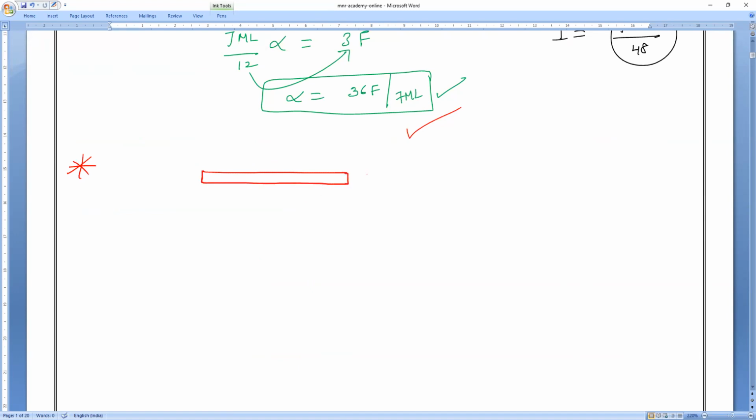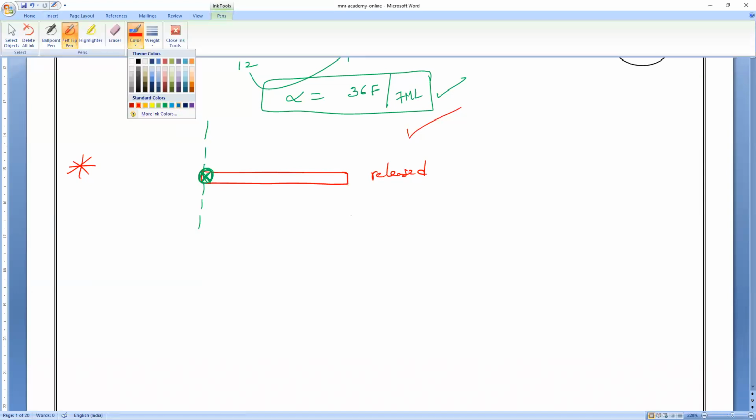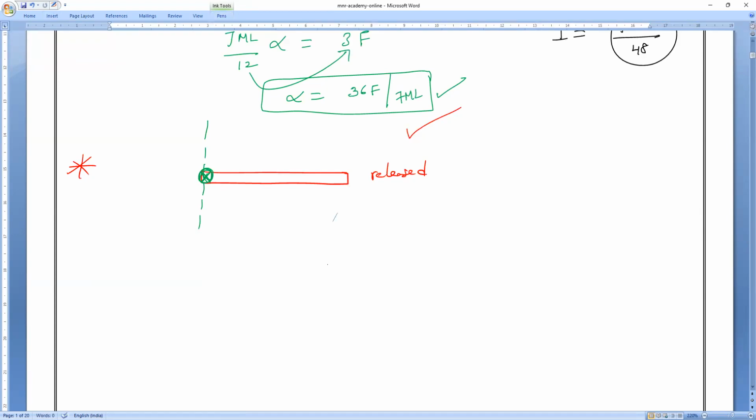A rod which is just released. No force is applied, be very careful. It has been pivoted at this point. Released means what will happen? Just imagine you have a rectangular scale which has been pivoted. No force is applied, you just released it. So what will happen? It will start falling downwards. Am I right or wrong, everybody?